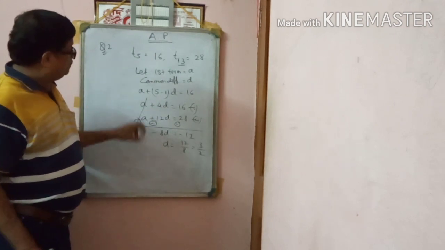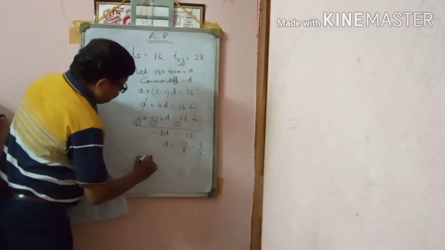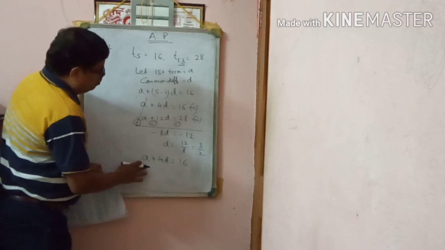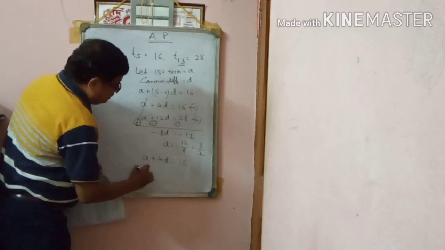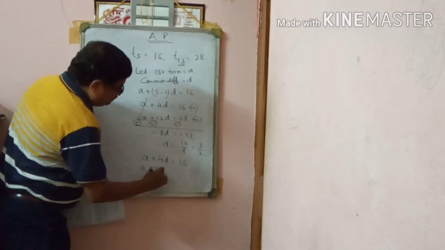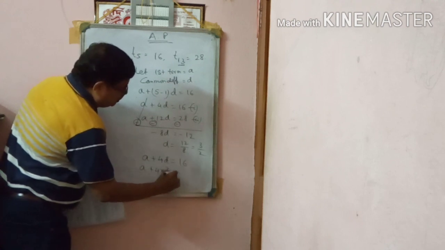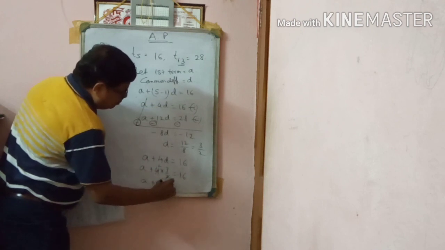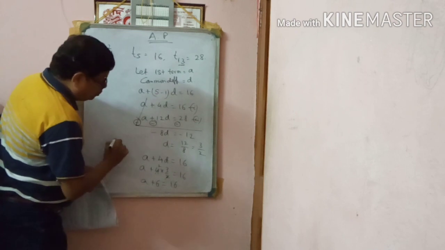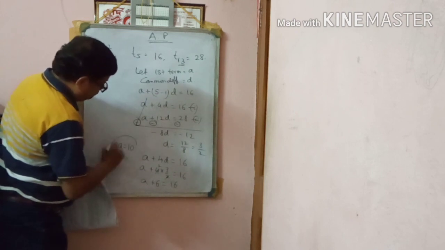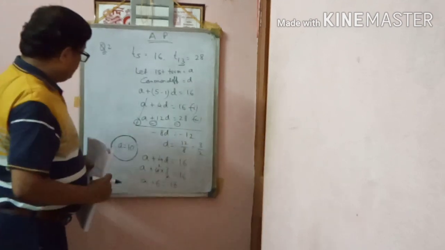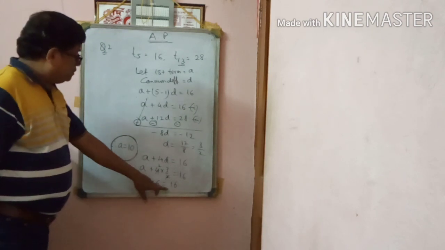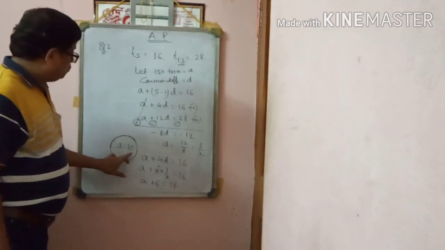Now put the value of D in the first equation. A plus 4D equal to 16, so A plus 4 into 3 by 2 equal to 16. That is A plus 6 equal to 16, so A equals 16 minus 6, A equals 10. Understood?